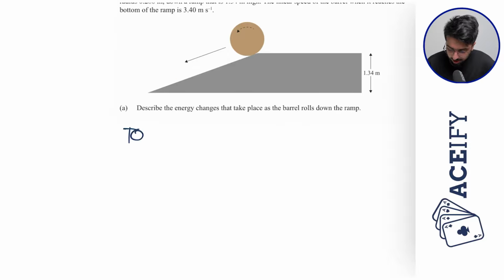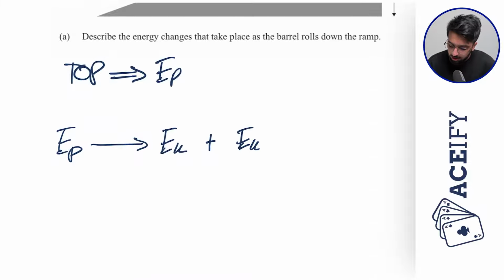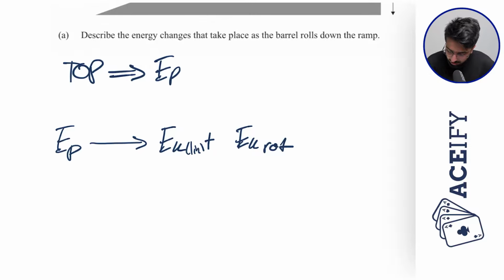So at the top, we have purely gravitational potential energy, and then as it rolls down the ramp, our EP gets converted into our linear kinetic energy plus our rotational kinetic energy, okay? And we can label that linear here, linear and then rotational. There we go.